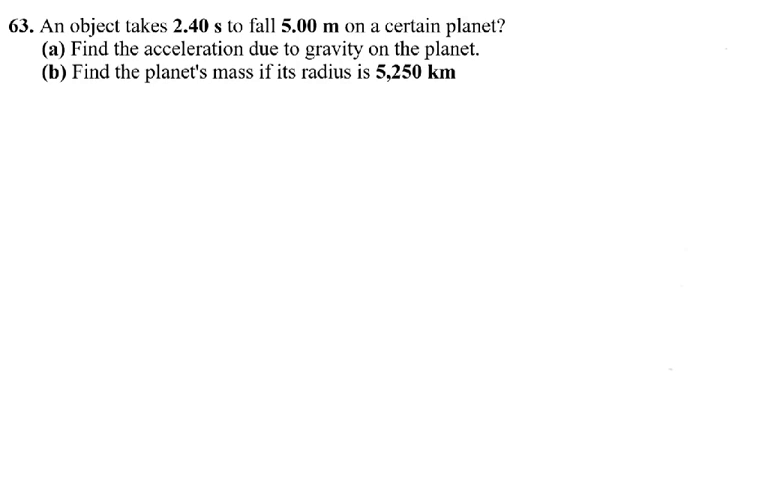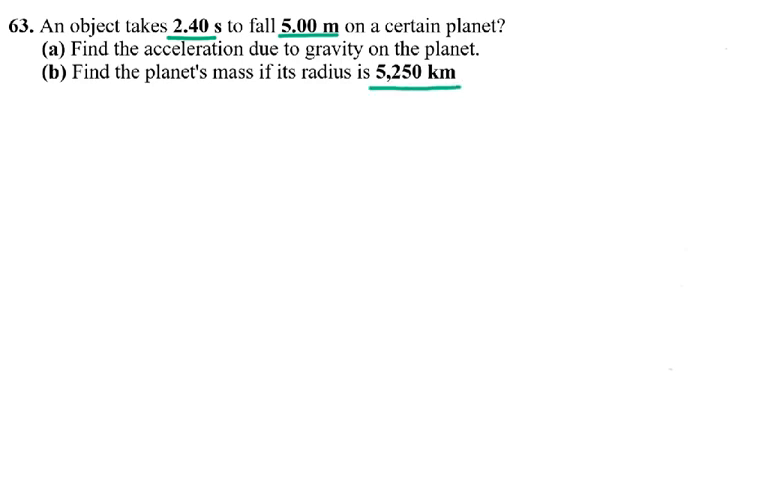Here's another problem that I want to solve with you in this video. An object takes 2.4 seconds to fall 5 meters on a certain planet. Find the acceleration due to gravity on that planet and find the planet's mass if the radius of the planet is given. So we know the time it takes, we know the distance, and we know the radius of that planet.